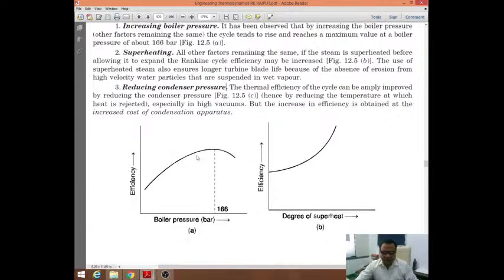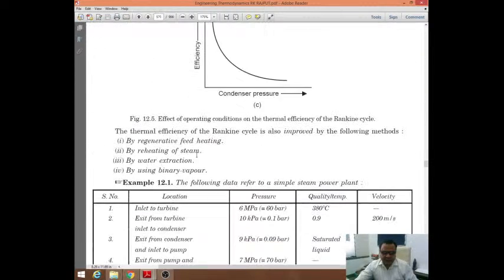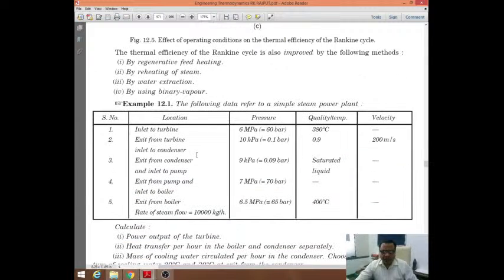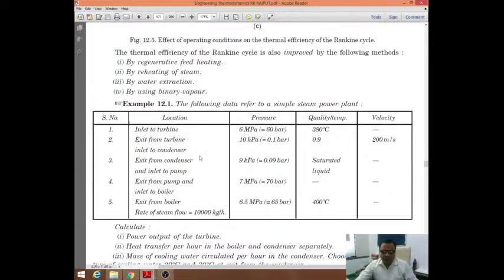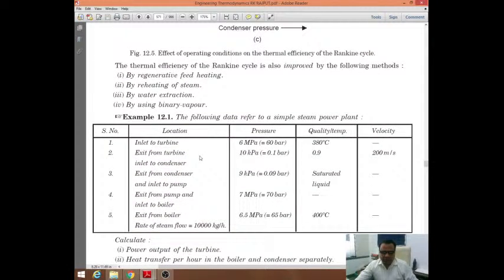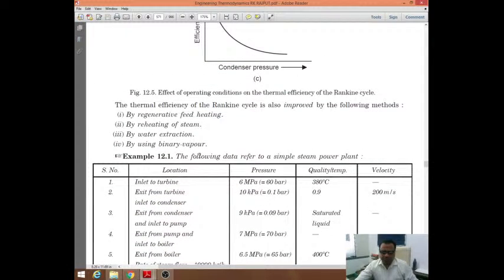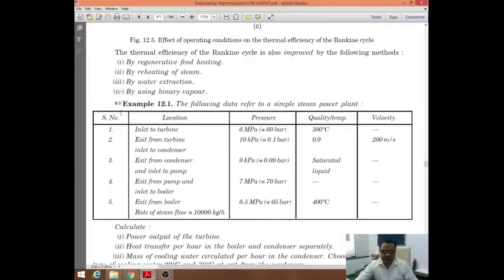Now we can see that, shall I give you an example? This one example we will study so that you can recall the things.